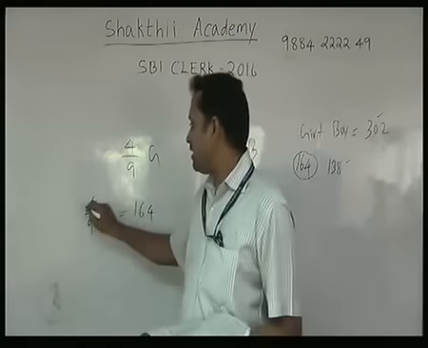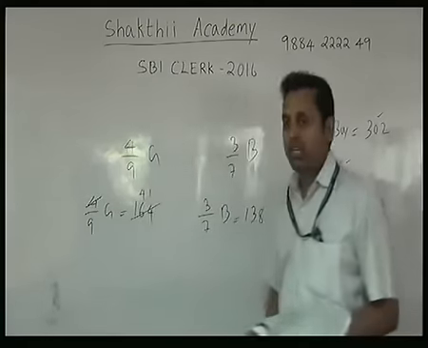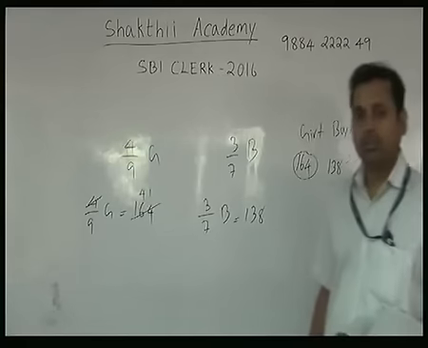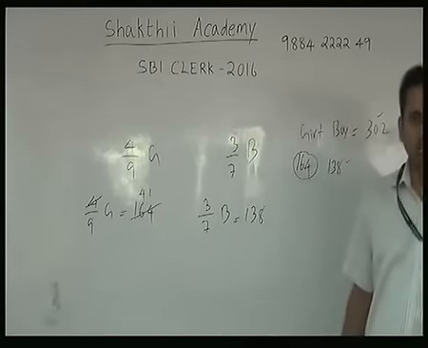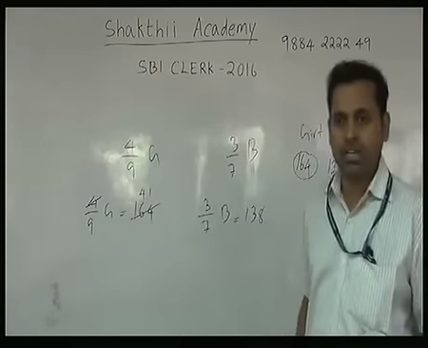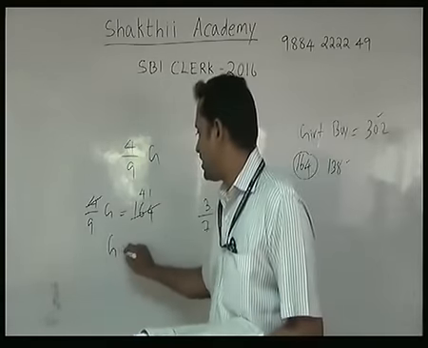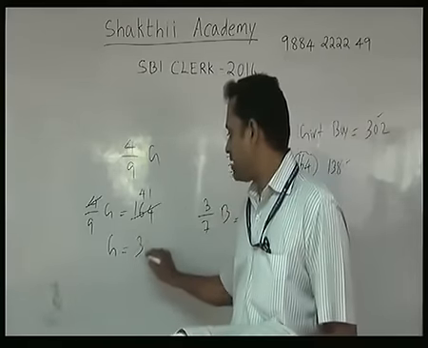Here when you cancel this 4 and 164, you will get 4 times 41. So that is 41. 41 into 9, how much do you get? 369. Correct or not? Because this 9 will come and multiply with 41. So the number of girls is equal to how much do you get? Number of girls is how much?